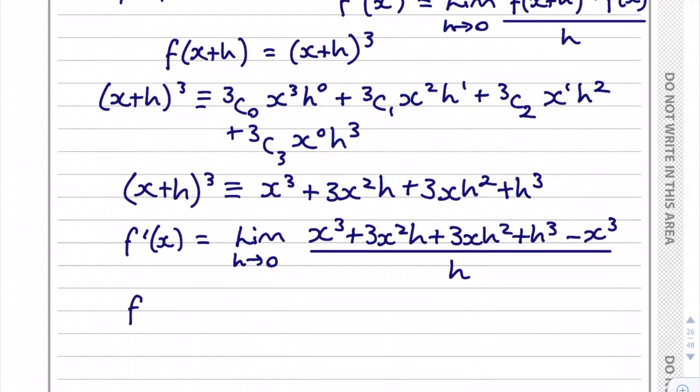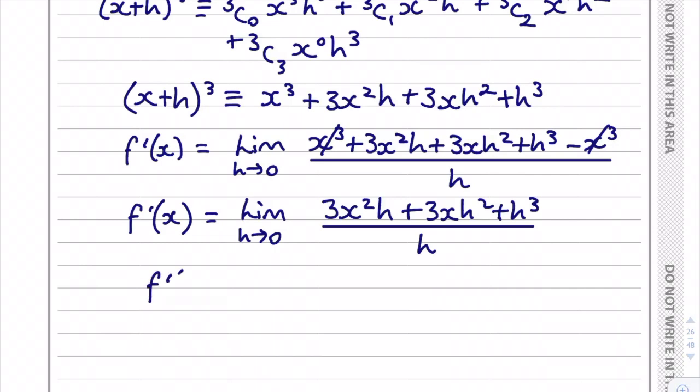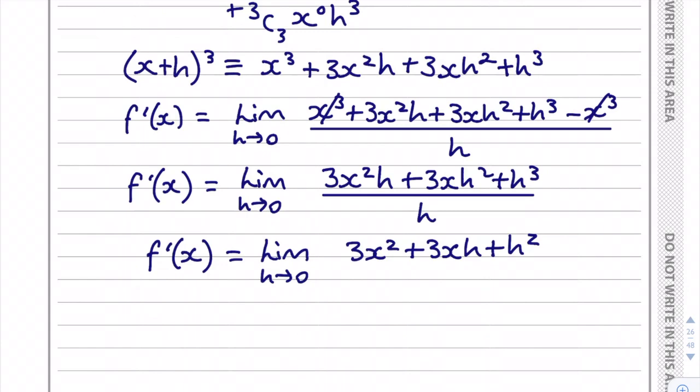So if we simplify this limit, the x cubes cancel out and we're left with 3x squared h plus 3x h squared plus h cubed all over h. Then we can divide through by h. So this is going to become 3x squared plus 3xh plus h squared. So now we can evaluate the limit.